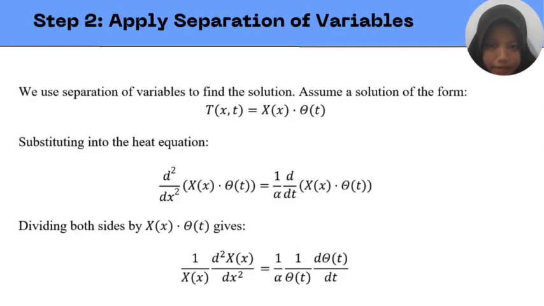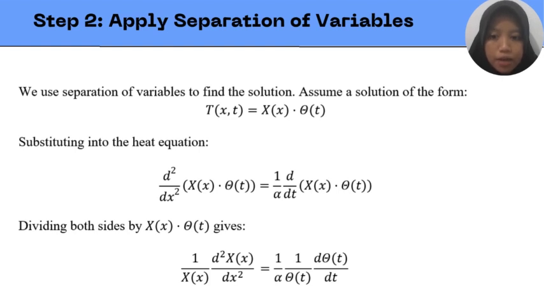The second step is we need to apply separation of variables. We use separation of variables to find the solution. So assume that the solution is in the form T(x,t) = X(x) times V(t), and then we substitute into the heat equation, and we get the second derivative of X(x) V(t) with respect to x squared equal to 1 over α times the derivative of X(x) V(t).